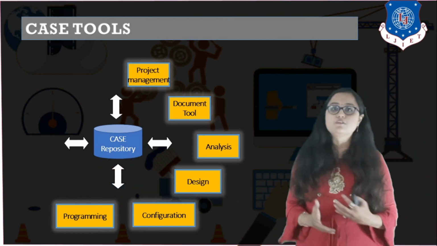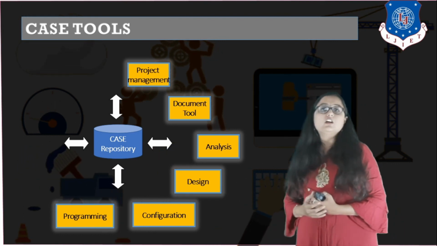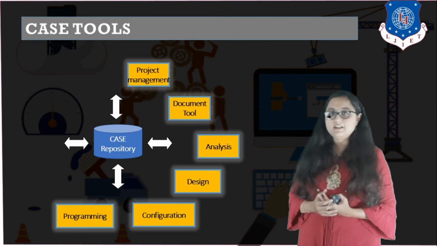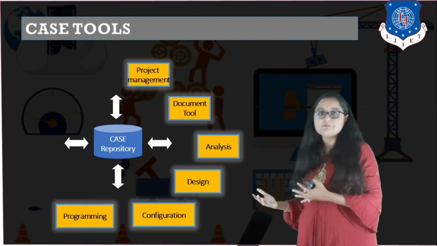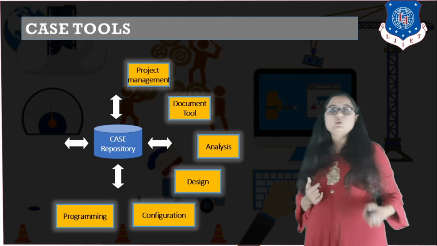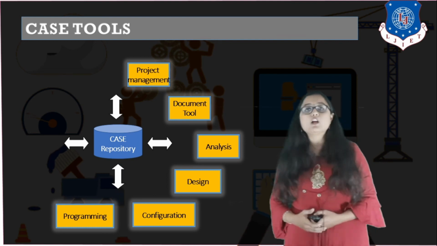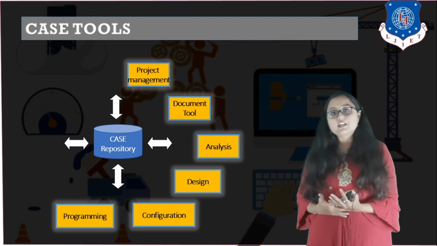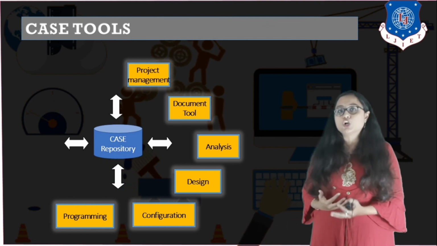The next is programming tools. Obviously, if you are developing any code, you need programming tools, right? For example, you are using an integrated development environment, like, for coding in Java, you are using NetBeans or Eclipse. So these all are known as programming tools. All the compilers, editors, everything comes under programming tools. They give you an environment in which you can code and execute your code, right?